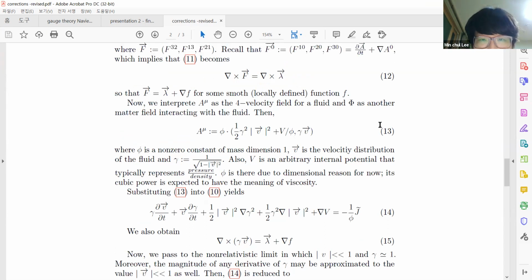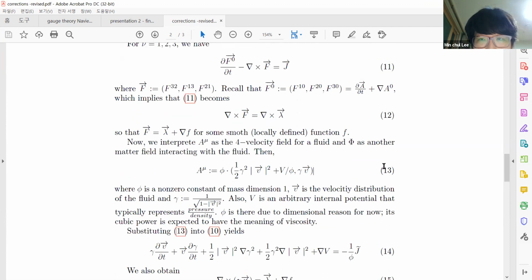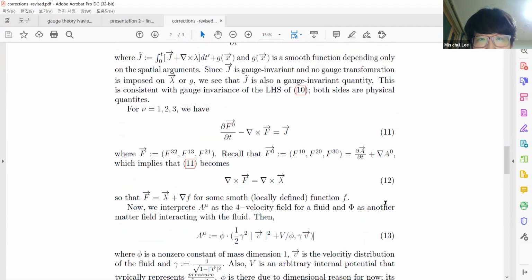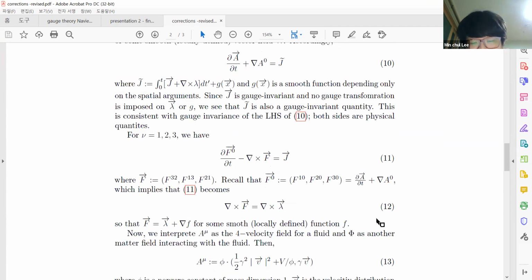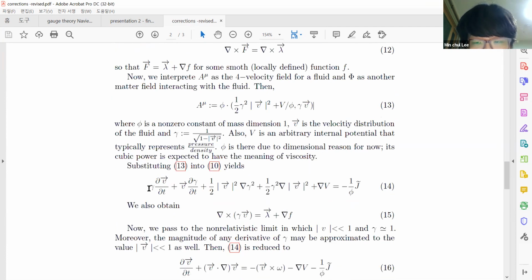Then we substitute formula 13 into formula 10. We substitute formula 13 into formula 10, and after calculations, we obtain this formula 14.